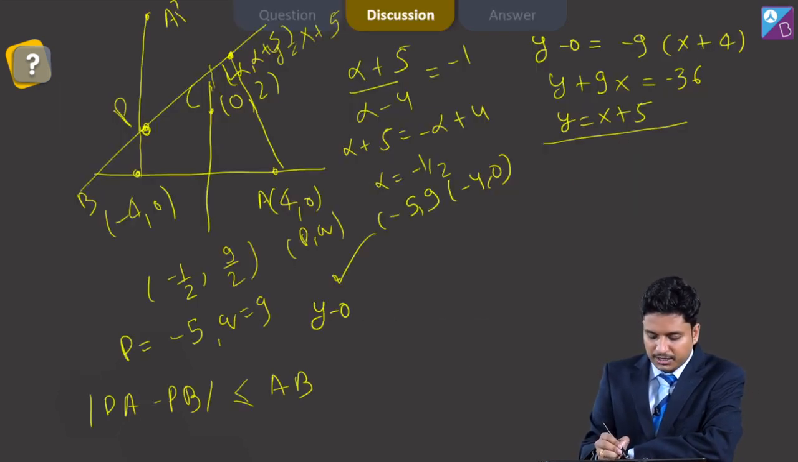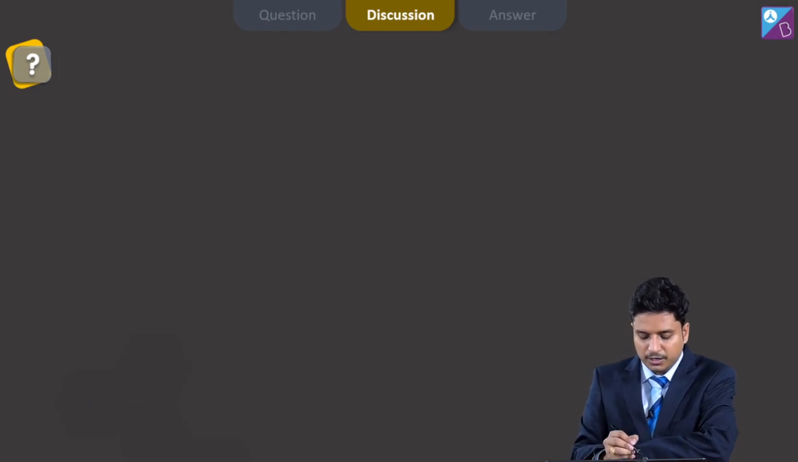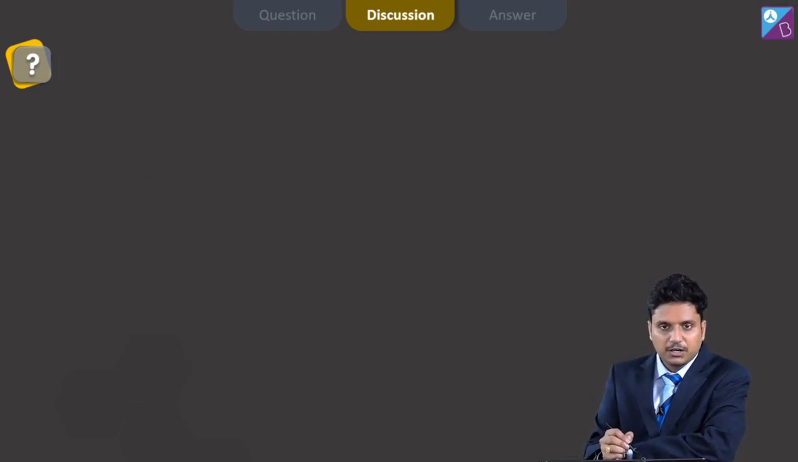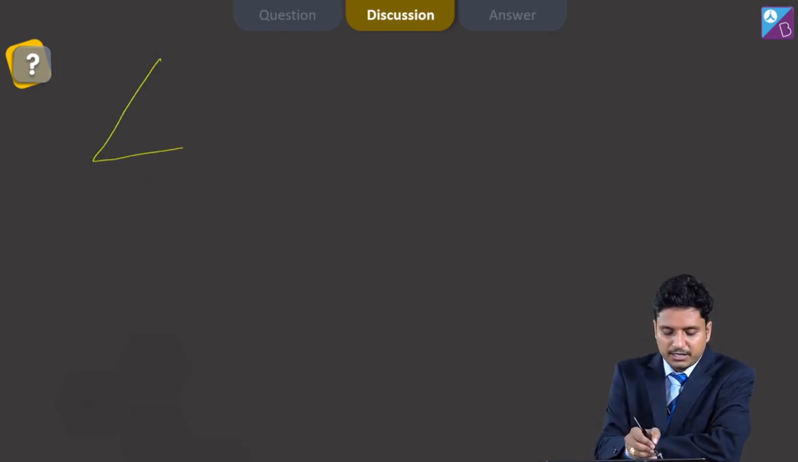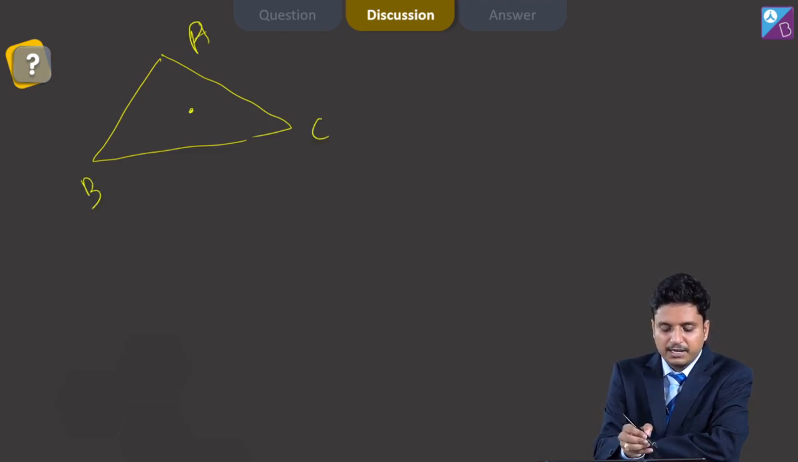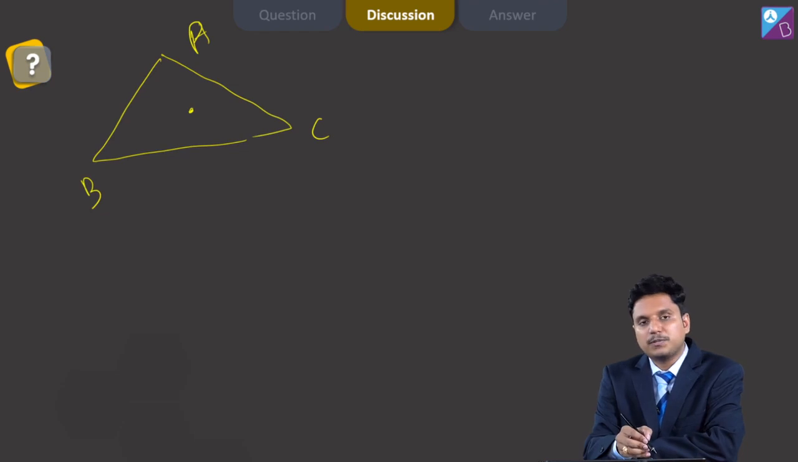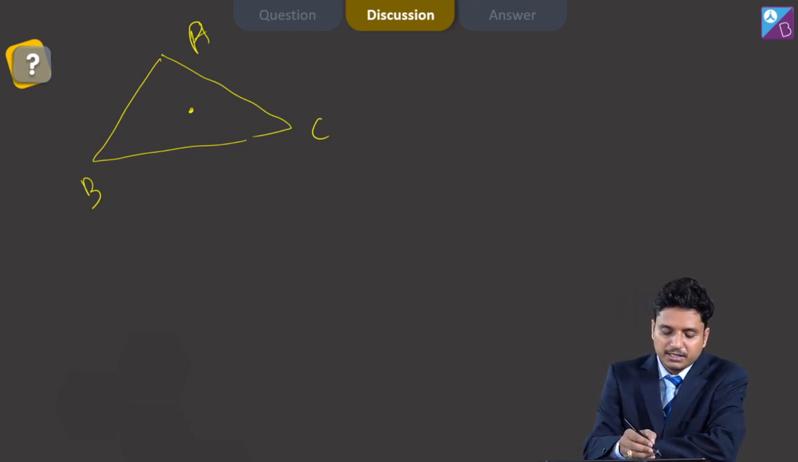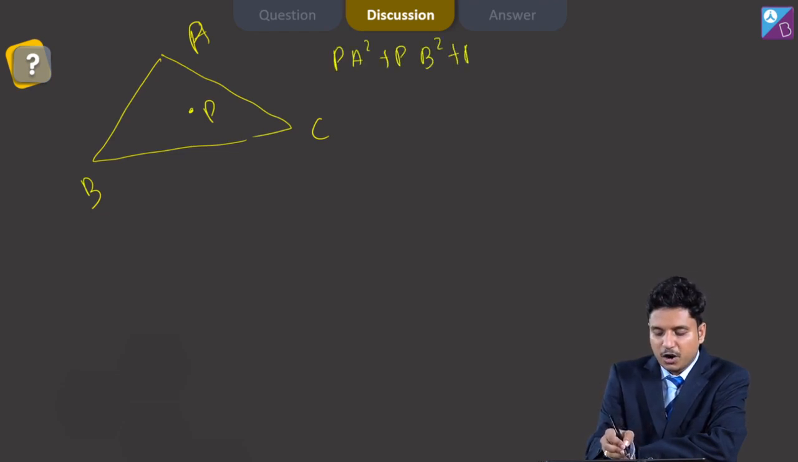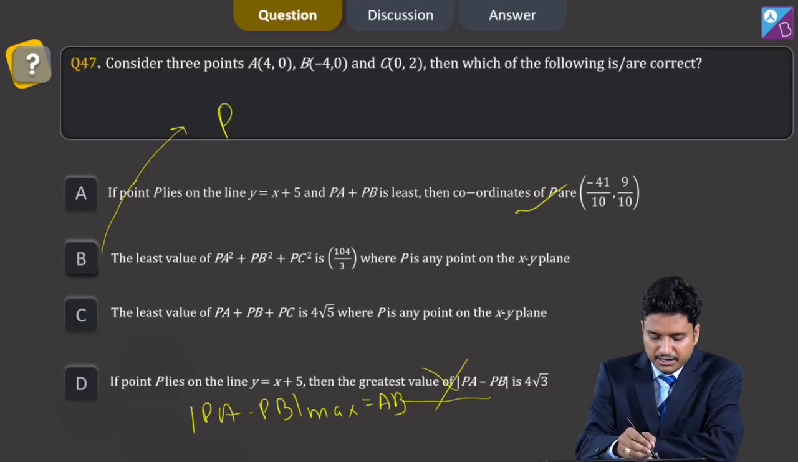Now the most interesting part of this question, that is actually B part and C part. First of all, B part, most of you will know that for any triangle, for this triangle ABC, any point P lying inside the triangle, if PA square plus PB square plus PC square is minimum, this P point is always going to be its centroid. So in order to be minimized, this P point must be its centroid.